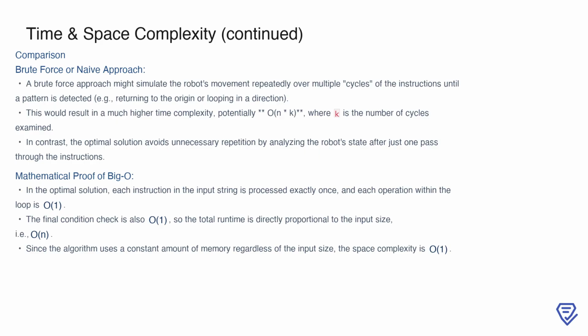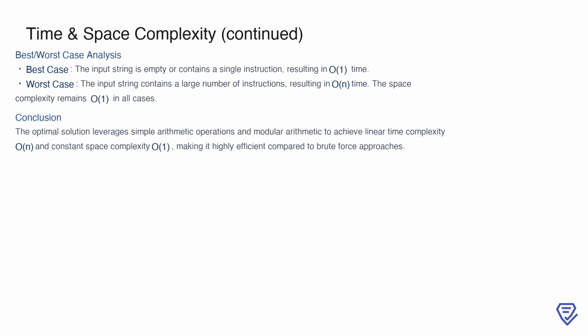Mathematically, since each instruction is processed exactly once in O(1) time, and the condition checks at the end are also O(1), the overall runtime is directly proportional to the size of the input, making it O(n). The space complexity remains constant at O(1), as no additional memory is used beyond the fixed variables. In the best-case scenario, the input string is either empty or contains only a single instruction. Here, the algorithm executes in O(1) time, as there's minimal work to do. In the worst-case scenario, the input string is very large, requiring the algorithm to process each instruction, resulting in O(n) time.